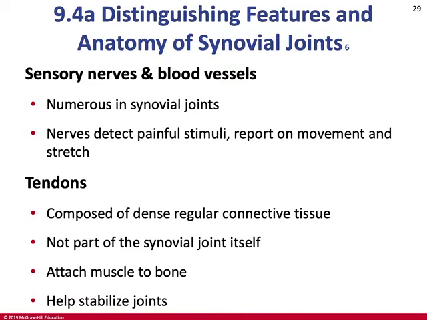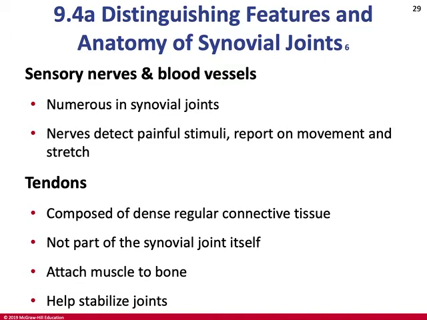Sensory nerves and blood vessels are numerous in the synovial joints, and they detect pain, and they also report on proprioception, which is our ability to detect the position of our body in space, either while we're still or while we're moving, and this allows us to maintain our balance.